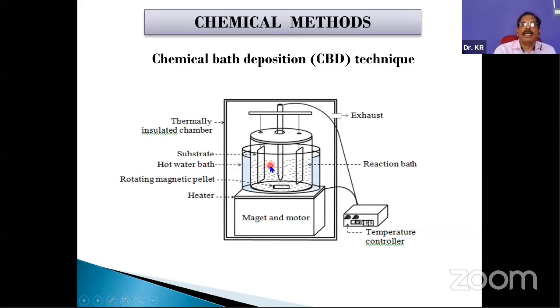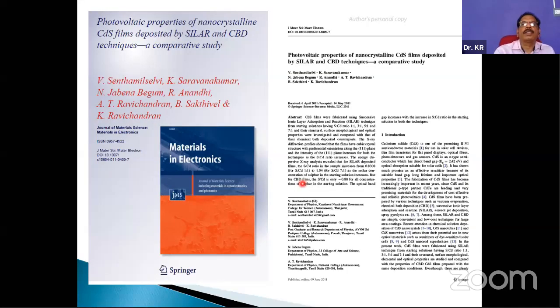Due to the chemical reaction, thin films are deposited. Thin film material is coated on the substrate after even 20 or 30 minutes. This is called chemical deposition technique, chemical bath technique. Using this chemical bath technique, we have published several papers.